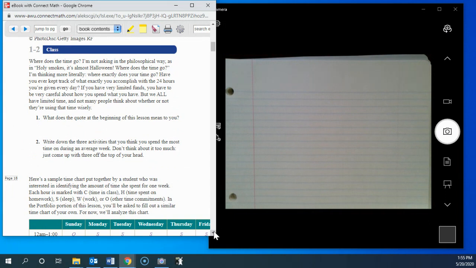What does the statement, where does the time go, mean to you? Is it the word time in red, or the quote at the top too? It's the where does the time go? Oh, okay. Yeah, what does that statement mean to you?